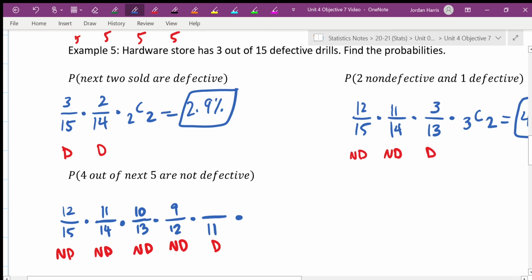So I only have 11 drills. I've sold 4 drills off, so I went from 15 to 11. But the number of defective drills stayed the same because I was selling non-defective drills every time.